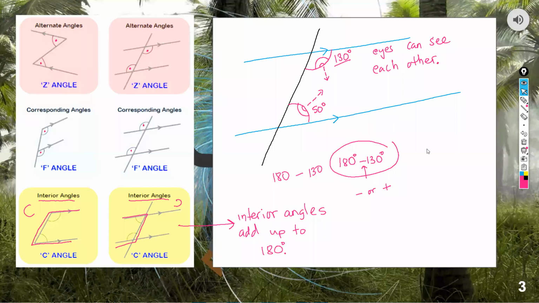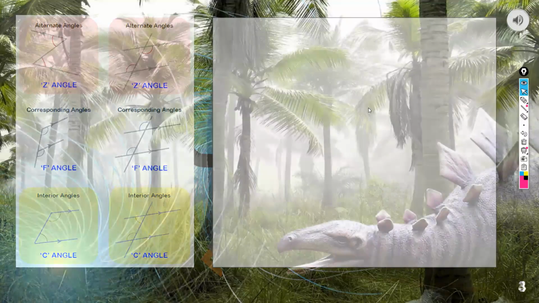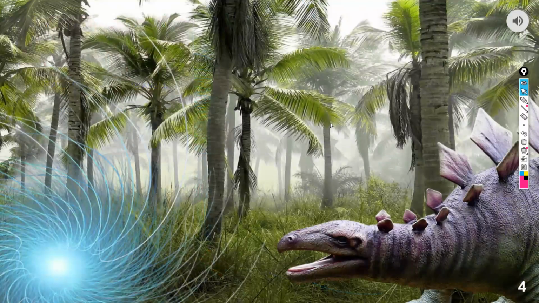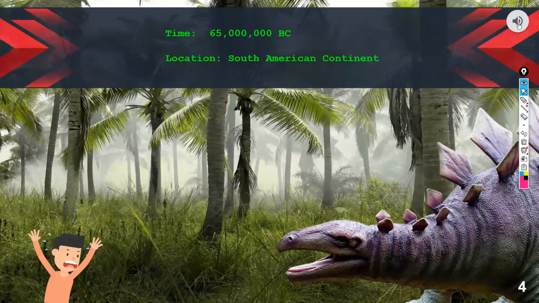Let's continue the storyline and see where we are at, right? So it seems that he was teleported into the well, let's read here. He went back to 65 million BC, somewhere in the South American continent, right?